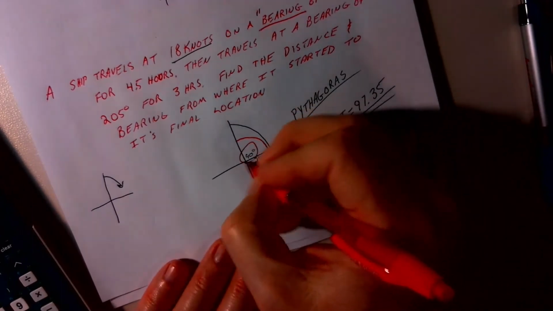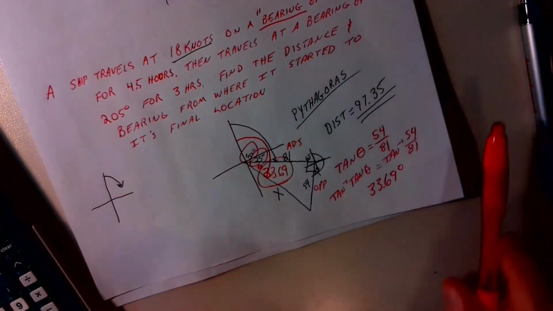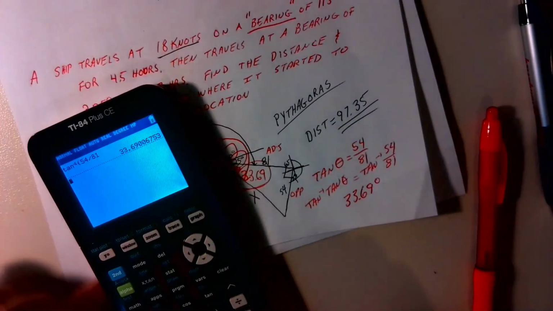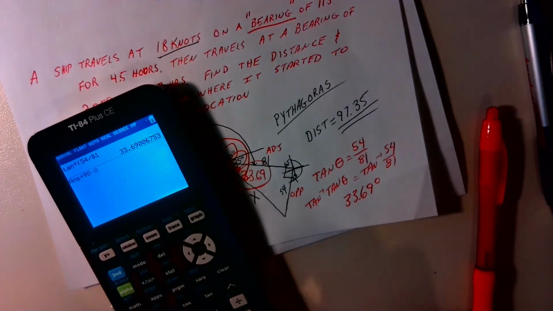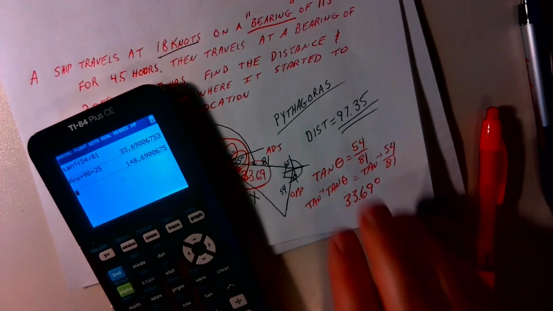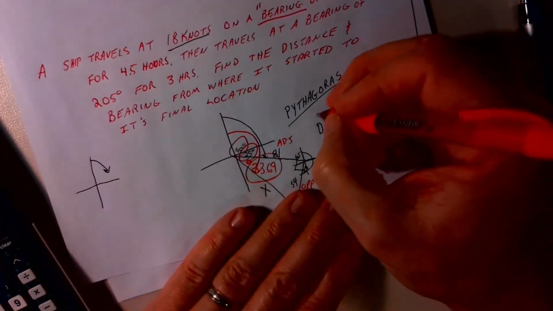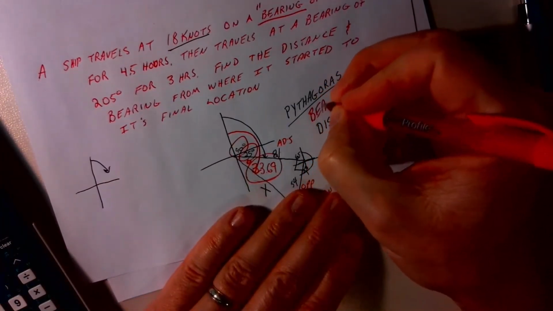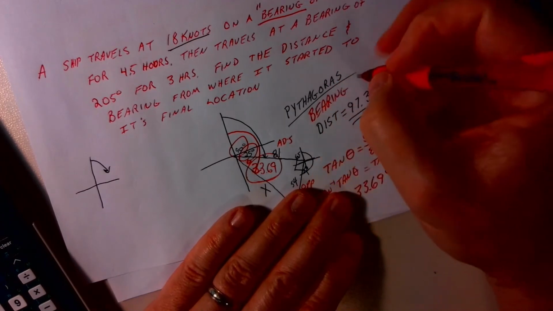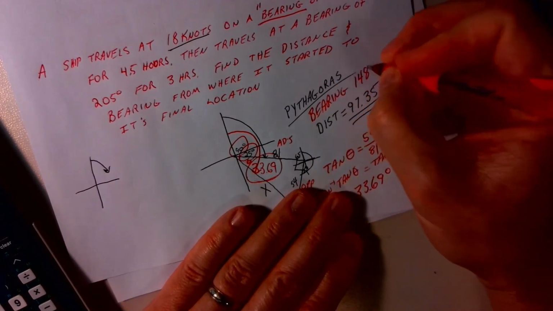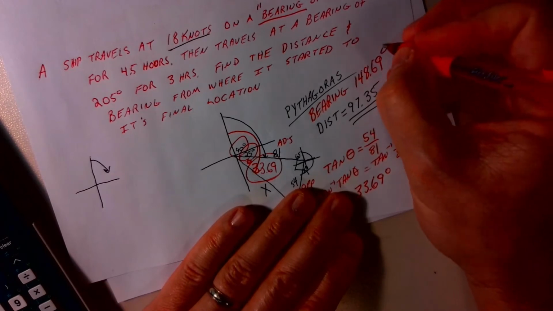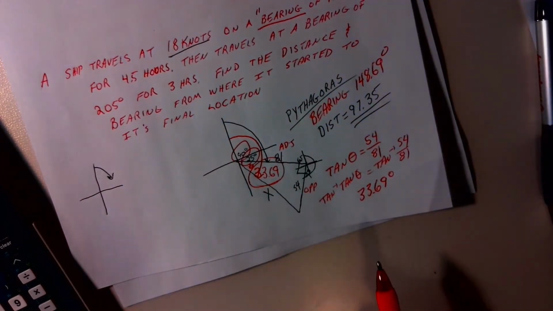So I add 90 plus 25 plus 33.69. I'm going to add those all together. So plus 90 plus 25, I get a bearing of 148.69 degrees. So that's what that problem looks like.